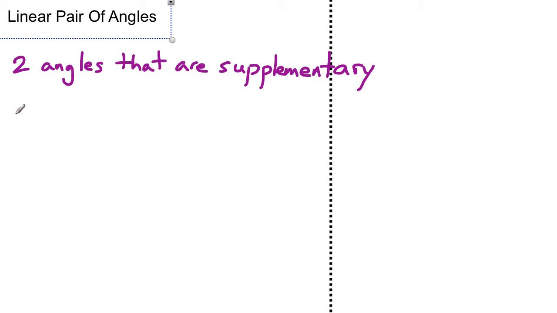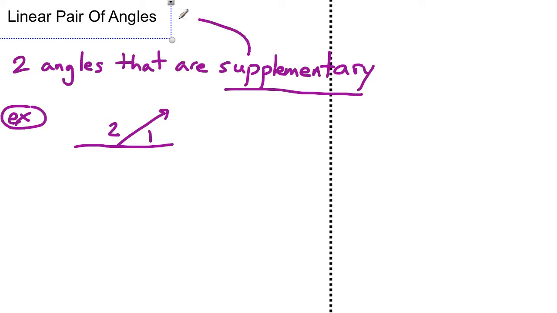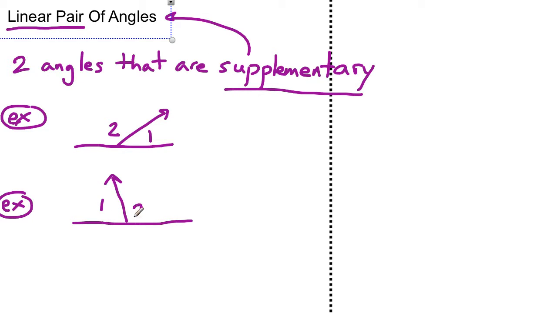Okay, let's give you an example of this. So an example of this, if we had two angles, 1 and 2, notice that's supplementary. It's also a linear pair. Okay? And the examples on this are limited. Let's give you a second example. Maybe it looks something like this. Right? Angle 1 and angle 2 are supplementary, and also a linear pair. Okay, so that's that.